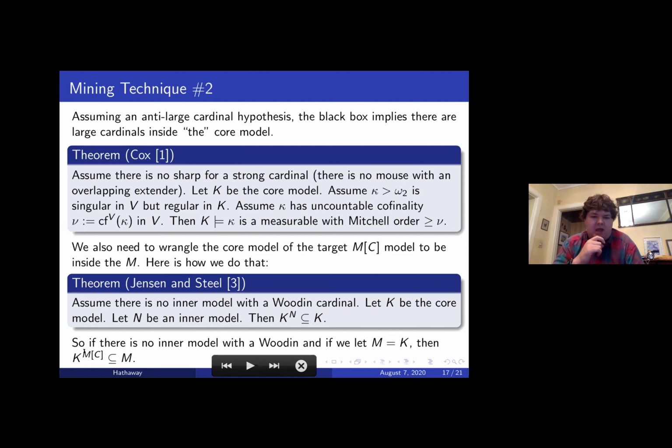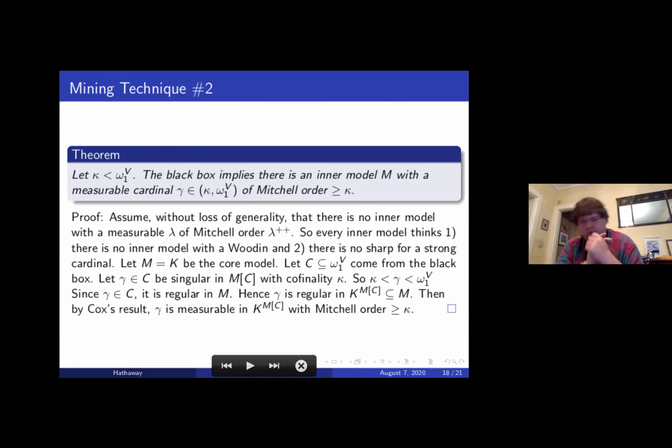Right, because the core model of M[C] is contained in K, which is equal to M. So here's how we can use that second mining technique for the black box. Let kappa be less than the true omega 1. I claim that the black box implies there's an inner model M with a measurable cardinal gamma of Mitchell order greater than or equal to kappa.